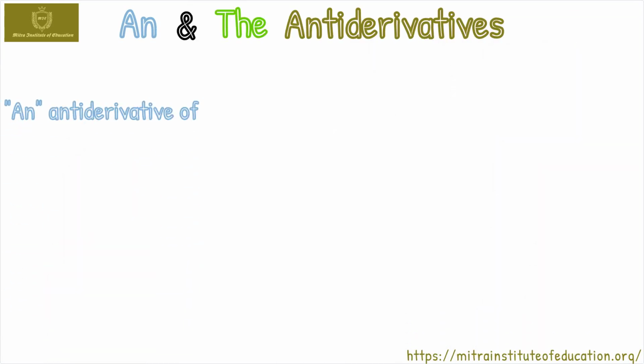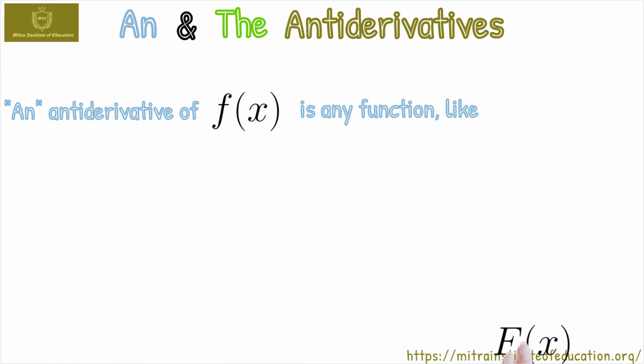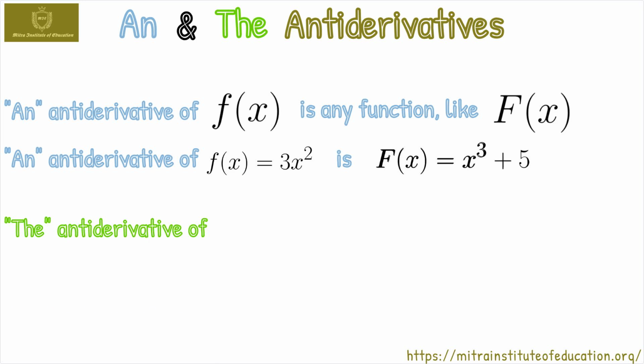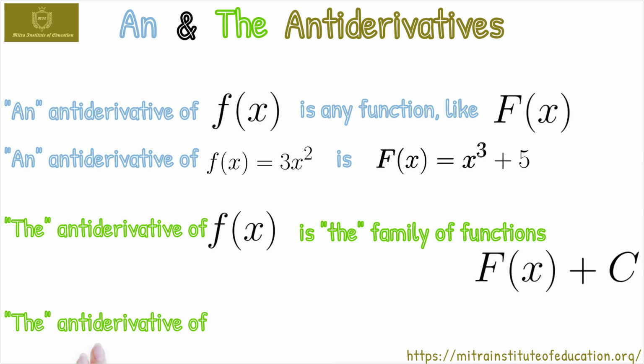An antiderivative of a function, like little f of x, is any function, such as big F of x, whose derivative equals little f of x. For example, an antiderivative of 3x squared could be x cubed, or even x cubed plus 5. However, the antiderivative of little f of x is generally expressed as big F of x plus c, where c is an arbitrary constant. This constant represents the infinite number of possible antiderivatives. For instance, the antiderivative of 3x squared is x cubed plus c.